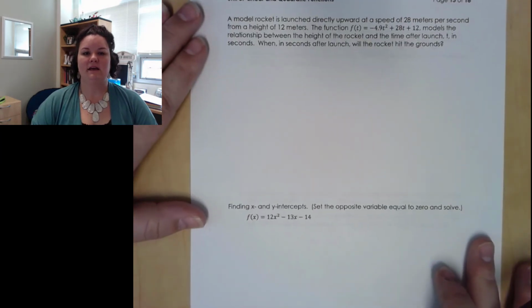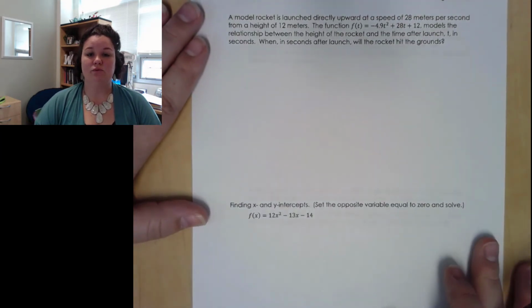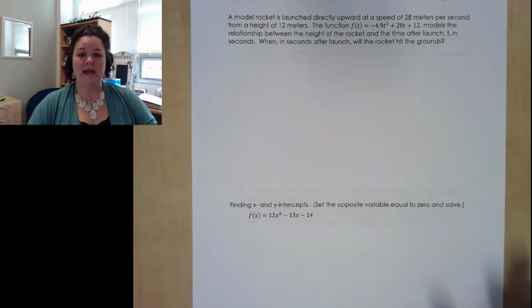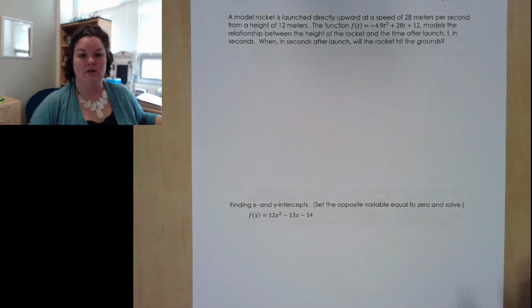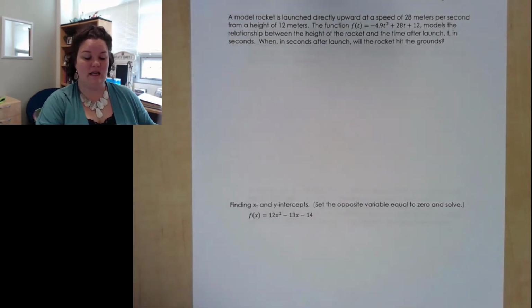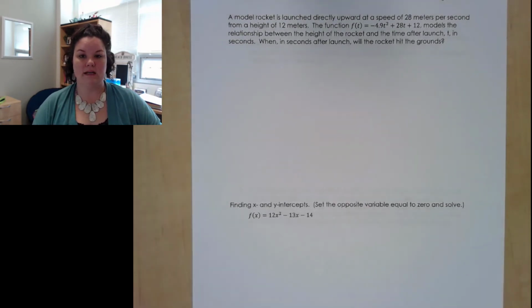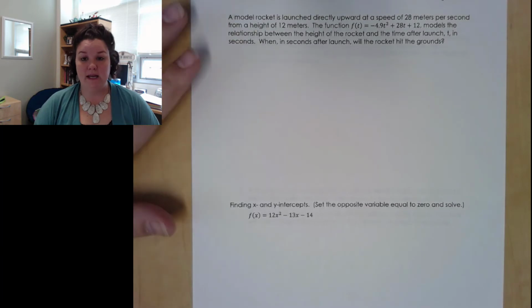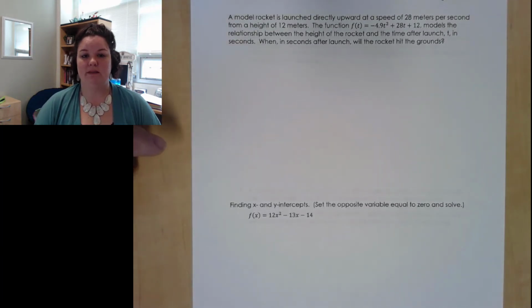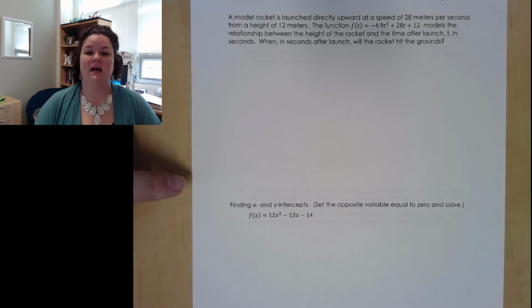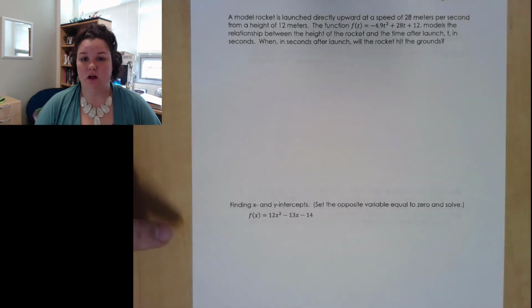This one says, a model rocket is launched directly upward at a speed of 28 meters per second from a height of 12 meters. The function f of t equals -4.9 t squared plus 28t plus 12 models the relationship between the height of the rocket and the time after the launch, t in seconds. When, in seconds after the launch, will the rocket hit the ground?